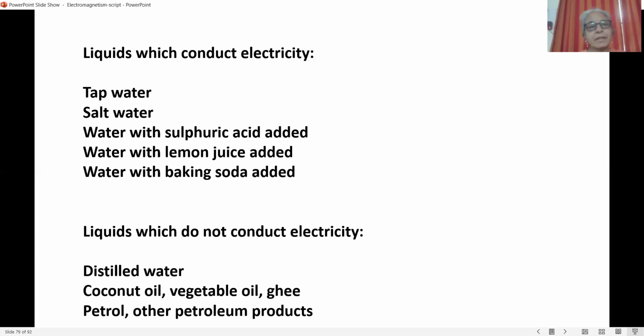So this way we have seen that some liquids allow electricity to pass through them. Water with salt added or a little bit of sulfuric acid, or you can also check water with lime juice, baking soda. All of these liquids allow electricity to pass through them. We have seen that vegetable oil does not allow electricity to pass through it. It is not a conductor. Other oils, coconut oil, petrol, all of these do not conduct electricity. We saw that distilled water does allow a small quantity of current to pass through. The bulb glows very faintly.